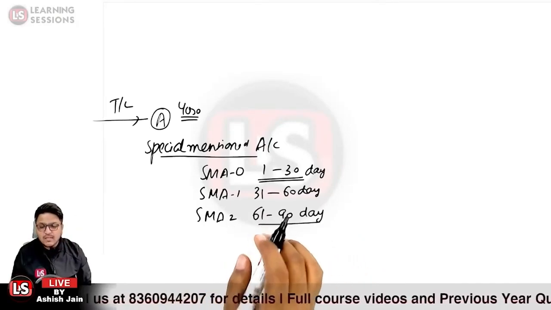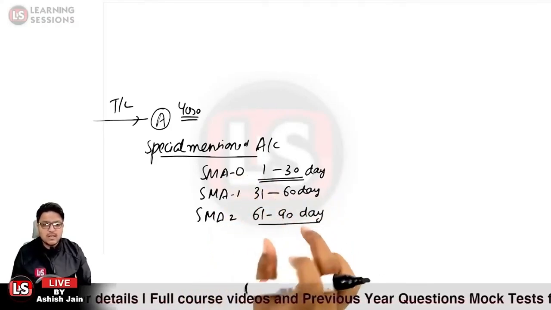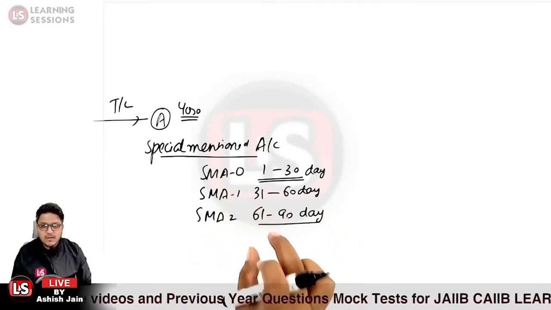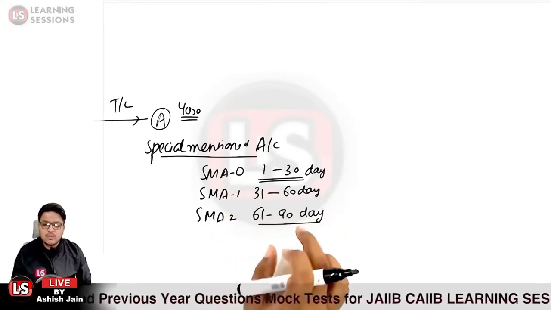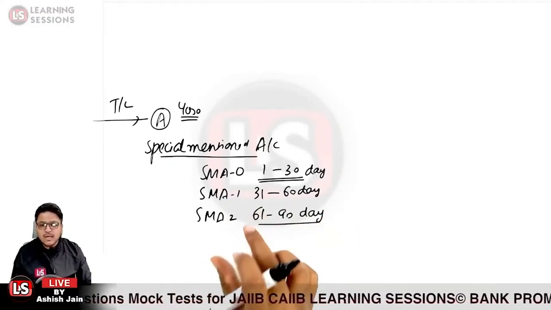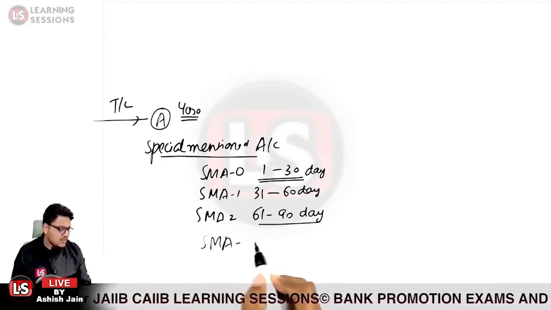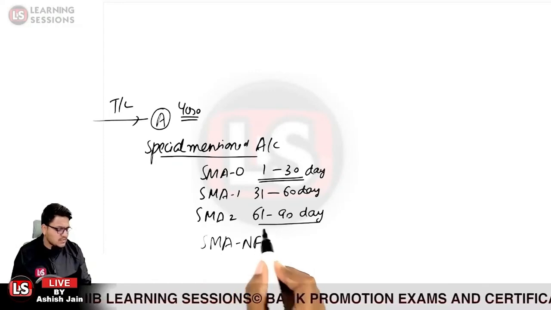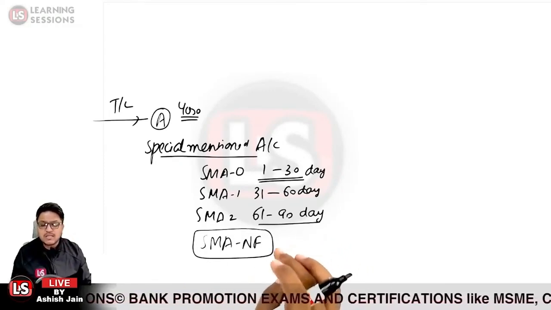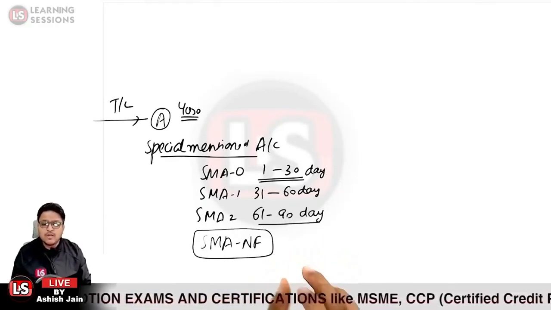So if the irregularity is there from 1 day to 30 days, it is SMA 0. If the irregularity continues from the 31st to 60th day, it is SMA 1. And if it continues from the 61st day to 90th day, it is SMA 2. The fourth category is SMA NF, which is due to non-financial reasons. For example, if the stock statements have not been submitted, in that case it is related to non-financial reasons.